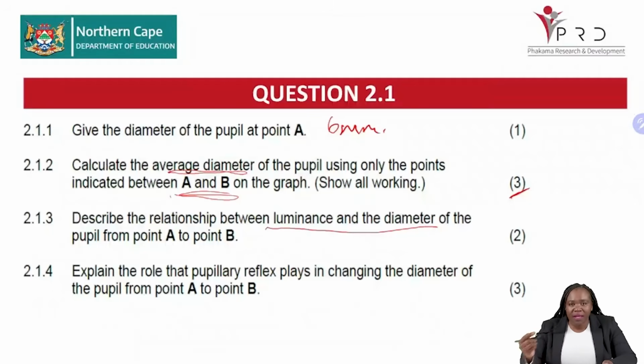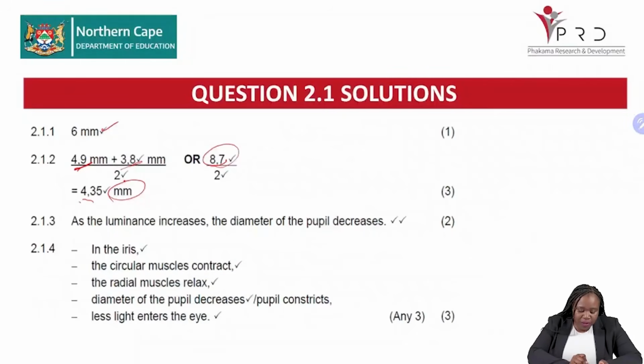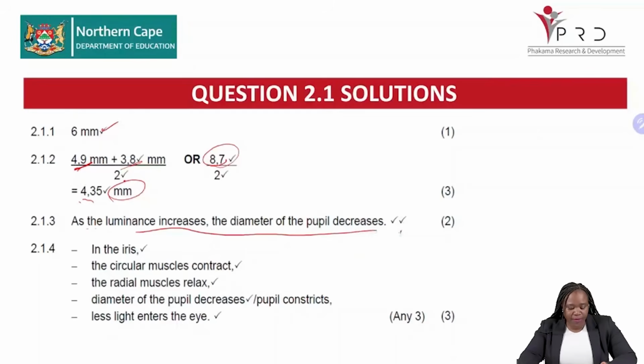Now, this doesn't end there. As you are understanding that a change in the luminescence causes a change in the diameter of the pupil, you should also understand the different parts that are involved and describe that process, which would probably be in the next coming questions. So here, as the luminescence increases, the diameter of the pupil decreases. Right, that is your 2 marks.